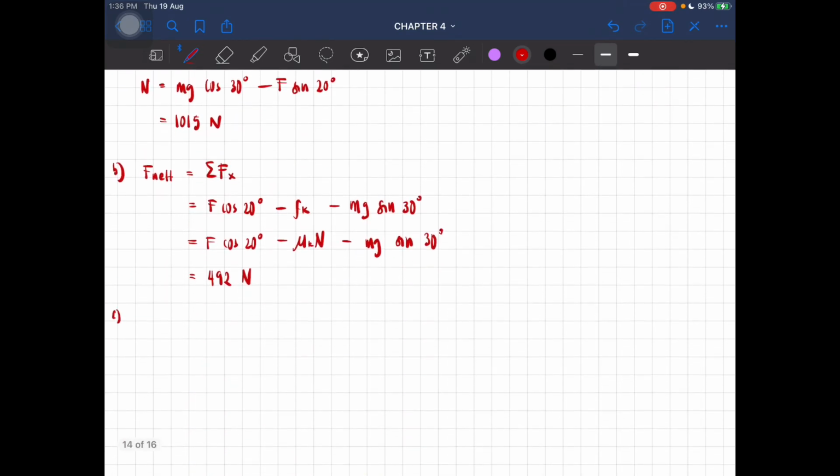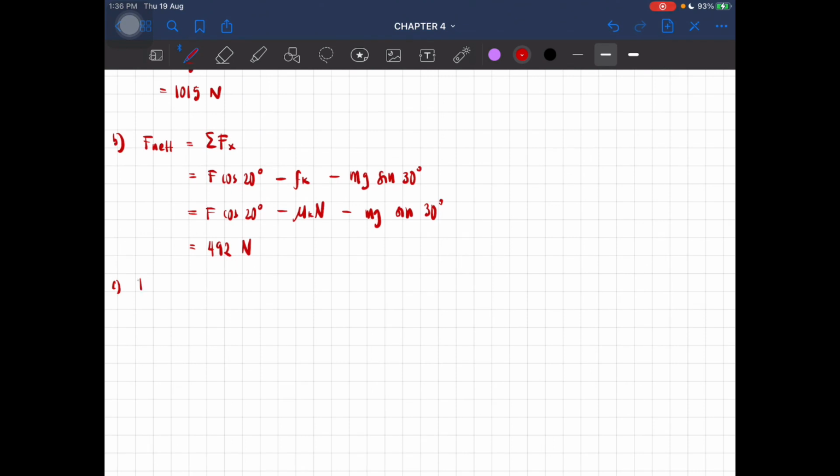For the acceleration of the block, we know that F net is equal to ma. This is Newton's second law of motion. So we have the net force, which is 492, equal to the mass, which is 200 kilogram, times a. Then you'll get the acceleration to be equal to 2.46 meter per second square.